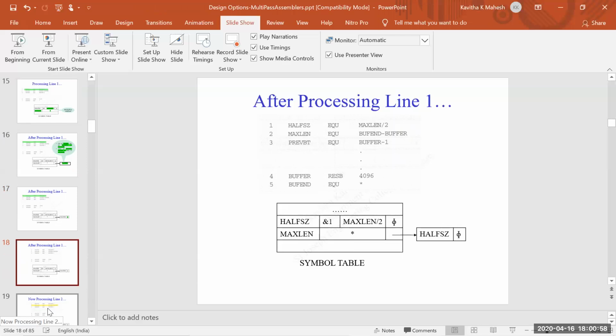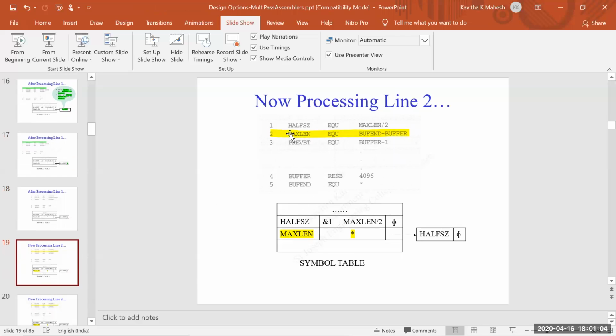Now, we shall proceed ahead with processing of line number 2. The second line defines a symbol maxlen. Again, the symbol is defined using the EQ statement, and the defining expression is buffen minus buffer. Note that the value of maxlen is given by buffen minus buffer. However, at this point, we do not know the value of buffen and buffer because buffen and buffer are defined at the later part of the program.